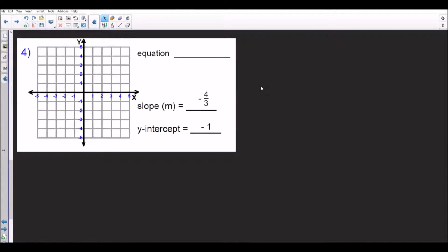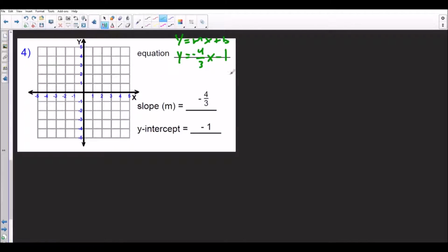So that's what our line is going to be. For this one, let's do a little bit of an easier method. We know we can write our equation because we need to have y is equal to mx plus b. So y is equal to negative 4/3 x plus b, and our b is just negative 1, so we're going to say minus 1. So there's our equation.